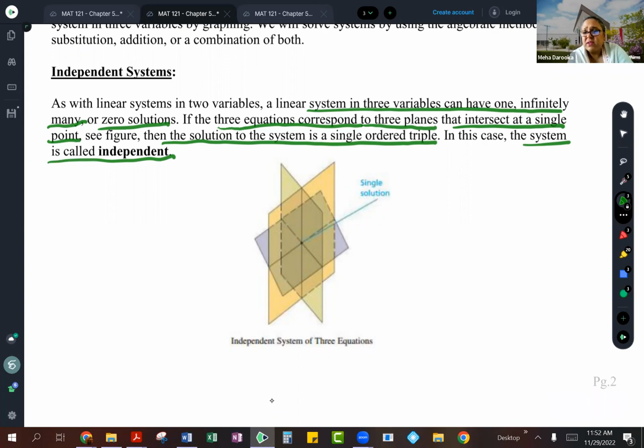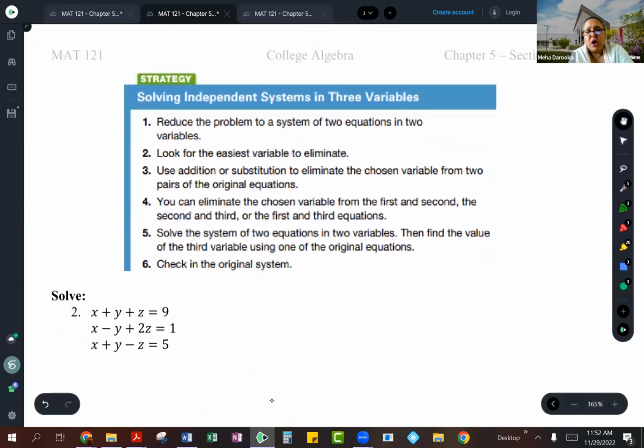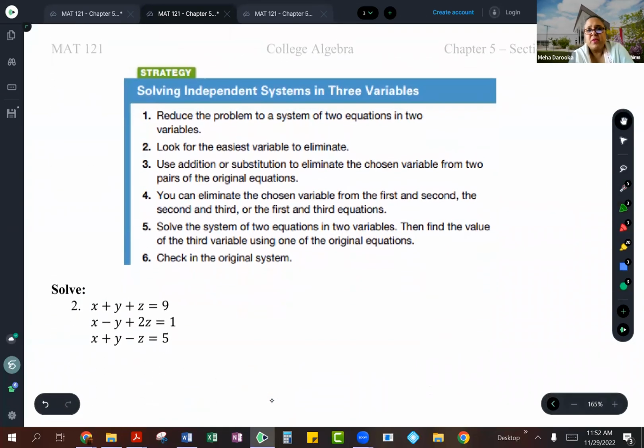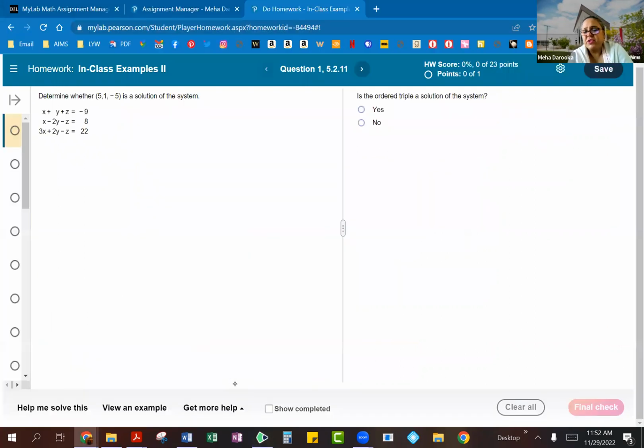So if you just have a single ordered triple where the 3 planes literally only meet at 1 single point, then that becomes your single solution, and we will say you have an independent system over here. So they're talking about how to solve this, but before we get into the solving part of it, let's take a look at how to check an answer to make sure we have a solution to our system or not. So you will see over here, guys, they're giving us the ordered triple, and they're asking us to determine if this is a solution or not, yes or no.